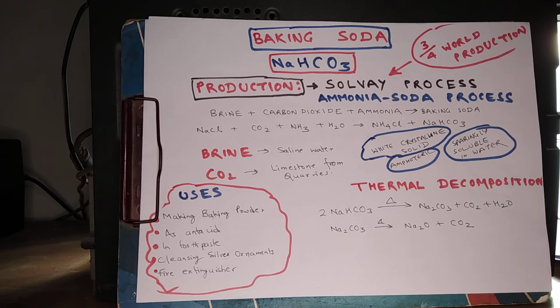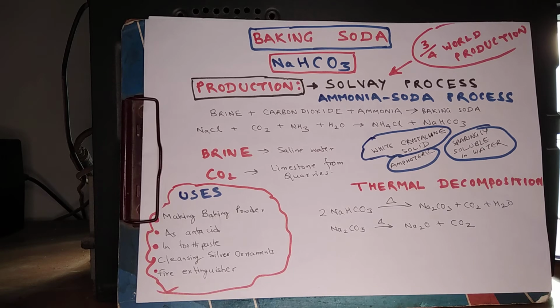Now let us move to baking soda. The formula of baking soda is NaHCO3, that is sodium bicarbonate. You may also read it as sodium hydrogen carbonate. Baking soda is produced through the Solvay process or ammonia soda process.